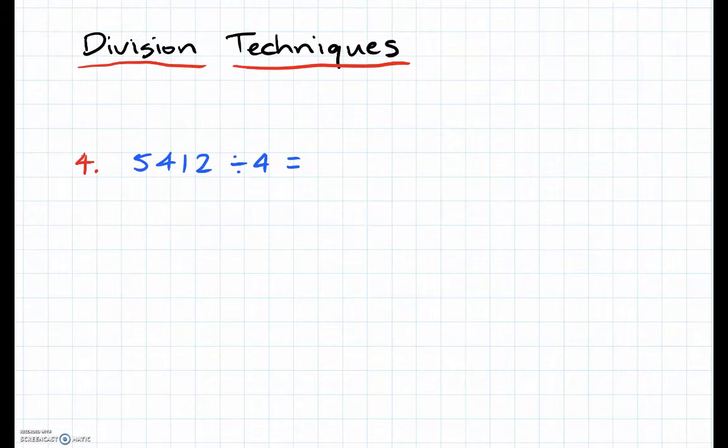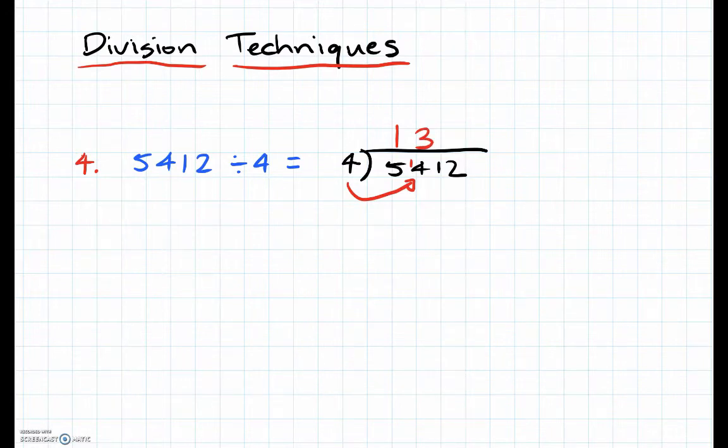Okay, here it is. I need to do 5,412 divided by 4. So what I'm going to do is write the 4, then my division symbol, and then 5,412. My first question I ask myself is, how many times 4 goes into 5? Now 4 goes into 5 one time, and it has 1 left over, so I put a 1 next to the 4, making 14. Now I ask myself how many times 4 goes into 14. 4 goes into 14 3 times, and it has 2 left over because 4 times 3 is 12.